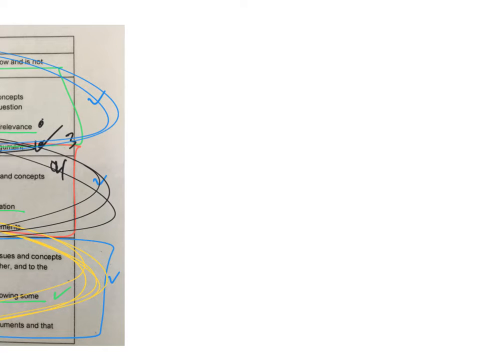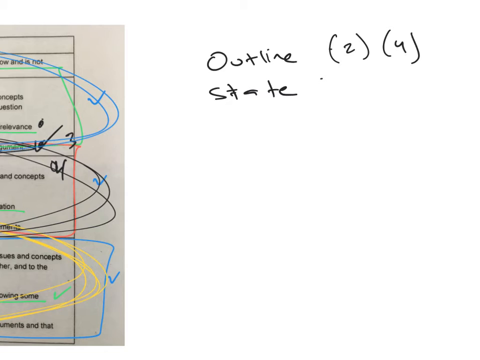So the first command term, if you see outline, or state, these are really simple. I'm looking for facts. So if it's outline and it's 2 marks or 4 marks, I'm basically looking for facts, ideas, concepts. And every fact, idea, concept, detail you give me is going to be 1 mark for each one of those.